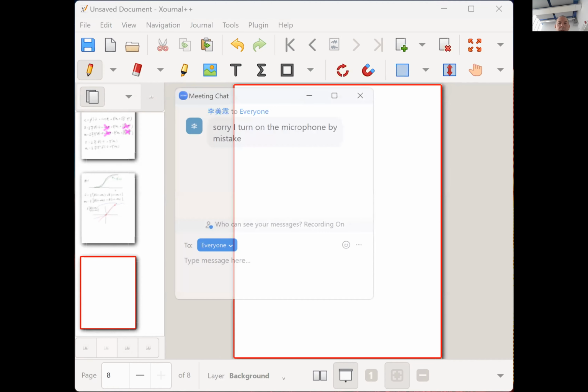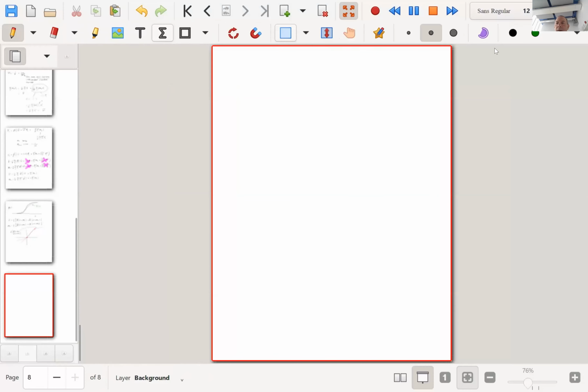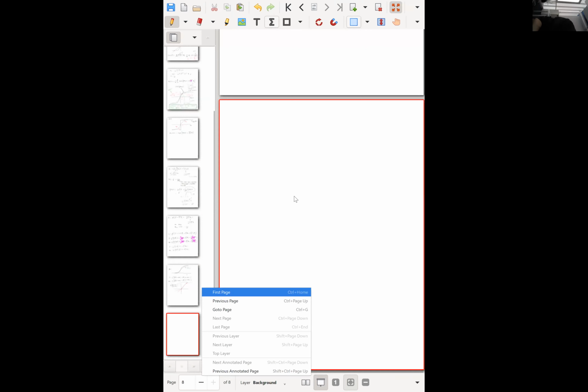Chat. Okay, no worries. Okay, you can still, I believe, see my screen. Tell me if you can't see my screen. I believe you can. Okay.